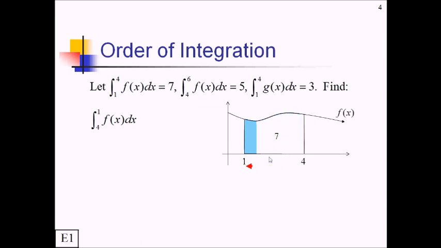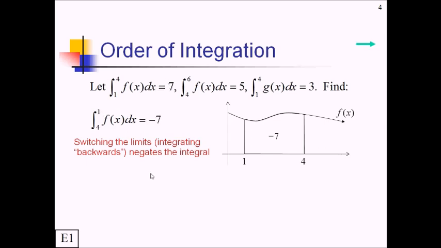Now, when you integrate backwards, it's pretty much like having a negative base and deleting area instead of adding area. So this would end up being an area of negative 7. In general, when you switch the limits or integrate backwards, you're negating the overall value of the integral. So if the original integral is 7, the backwards integral is going to be negative 7.